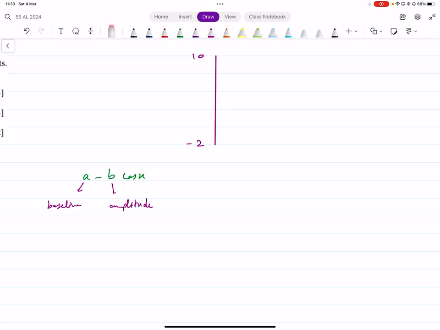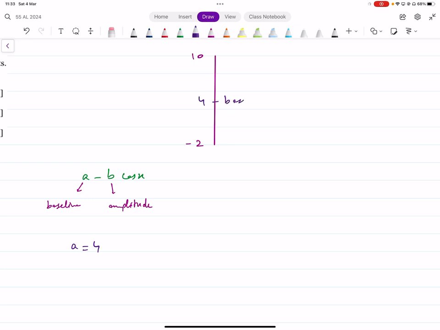4. It's not 8. -2 plus 10 over 2, 8 over 2, that's 4. 4 is the baseline. तो a की वैल्यू क्या हो गई? 4. Does that make sense?